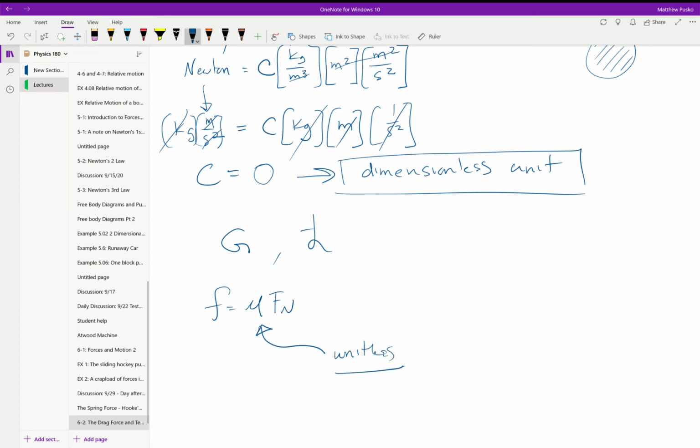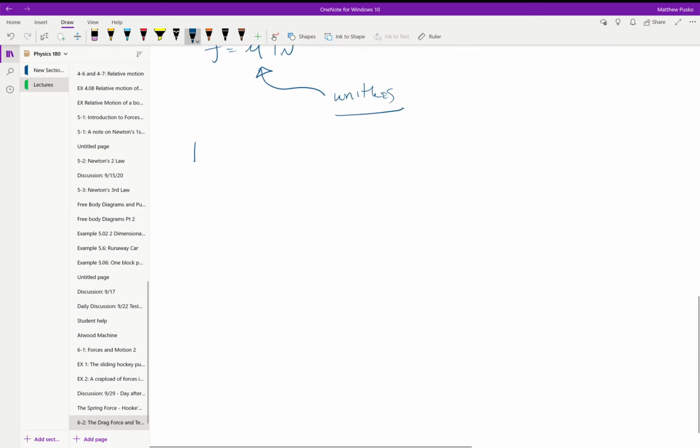What kind of values does C have? There's a table in your book, but it typically ranges from about 0.4 to 1. The interesting stuff in the table is that it tells you the terminal distance of objects, or the terminal speed, sorry, terminal speed.